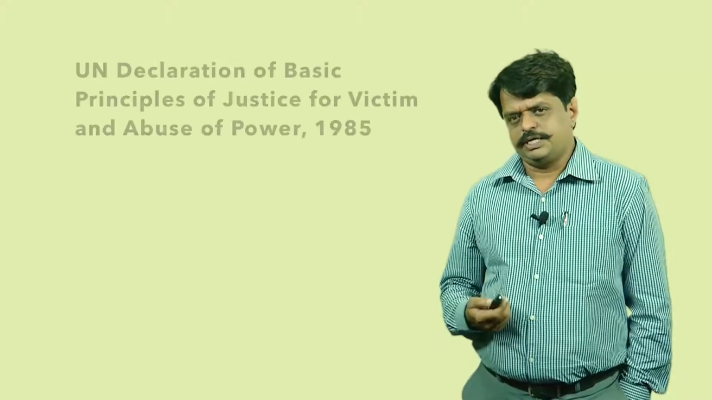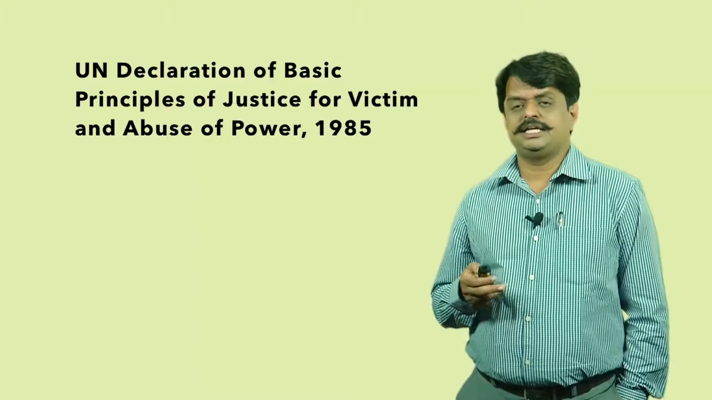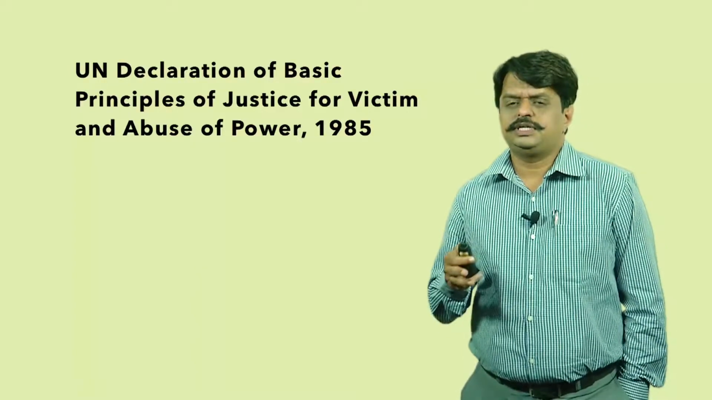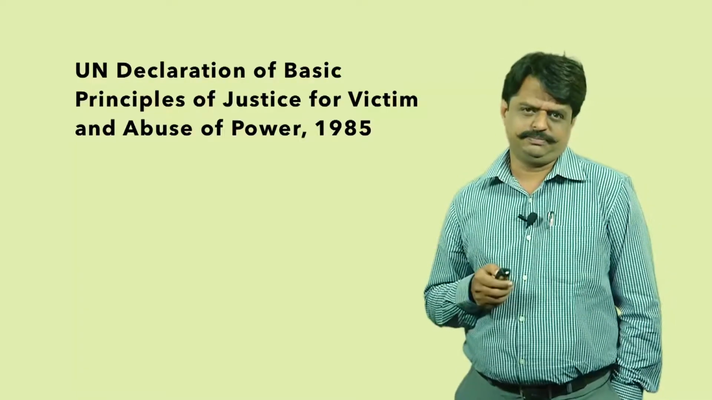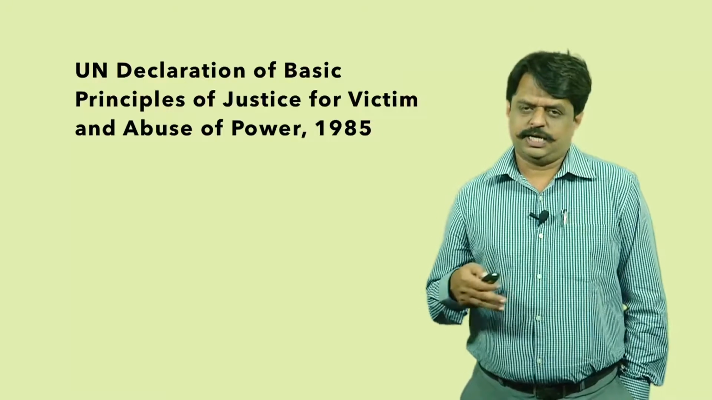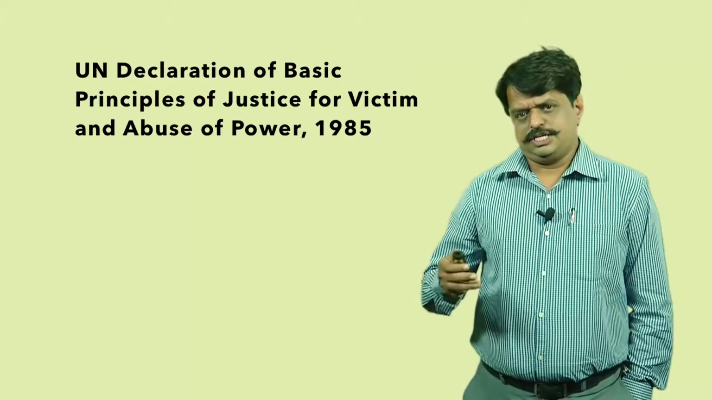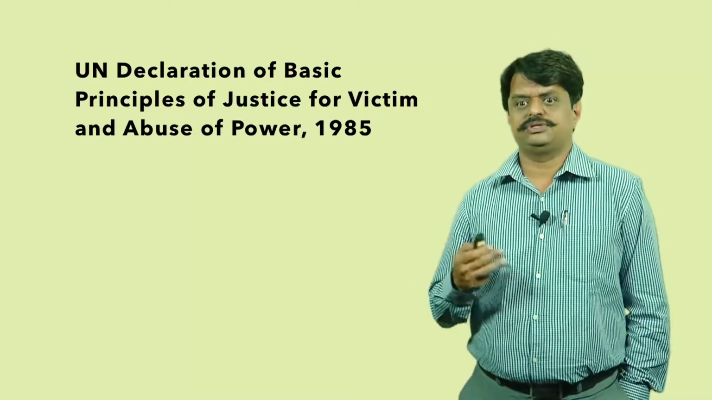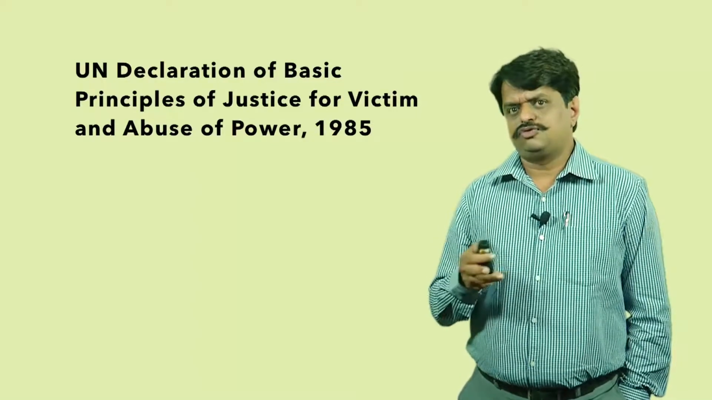Coming back to the contribution of the United Nations, the first declaration which I mentioned is the 1985 declaration. That declaration specifically was concerned with the societal response to the needs of the victim. Society is responding to the needs of the accused. Now there is a need for the same society, including the state, to respond to the needs of the victim.